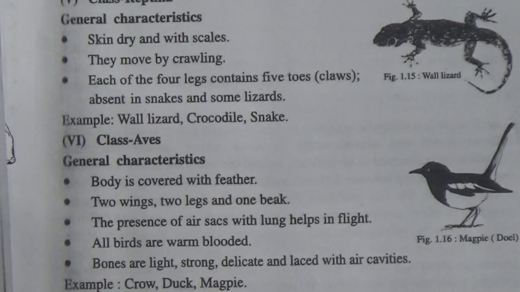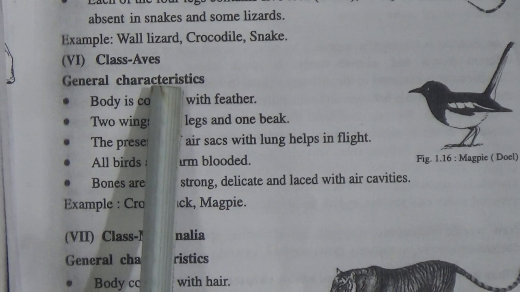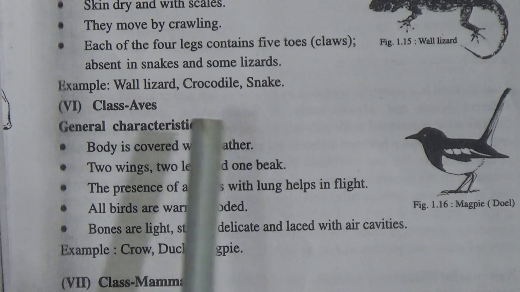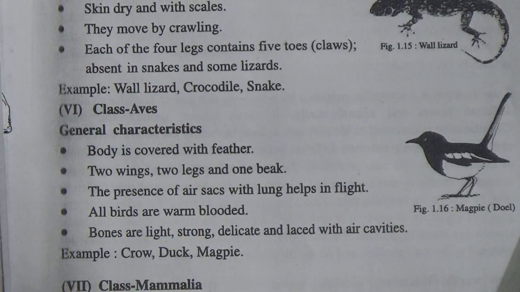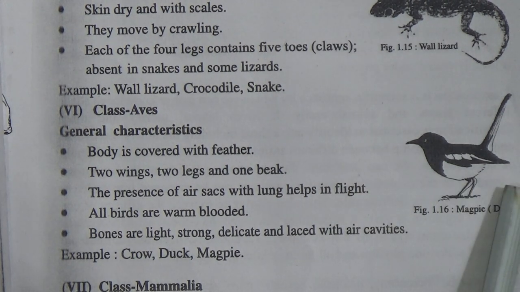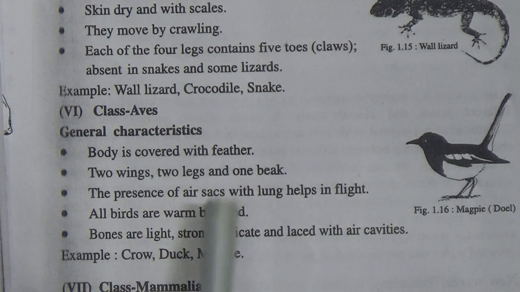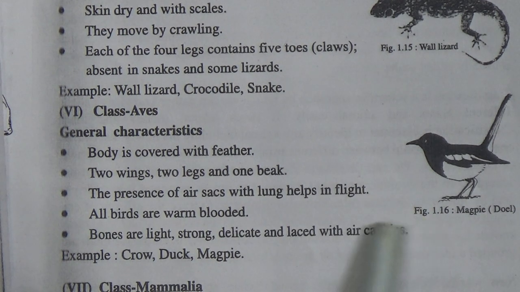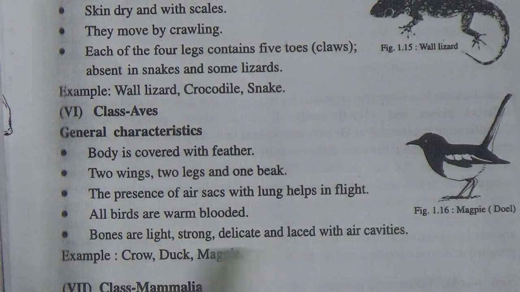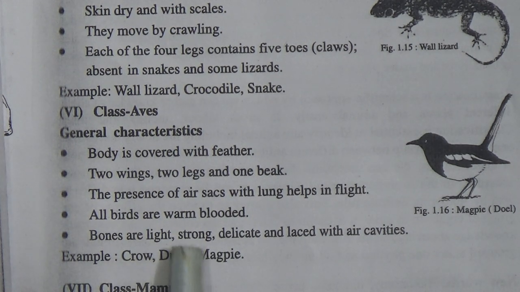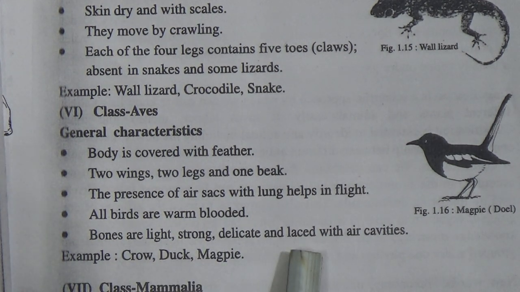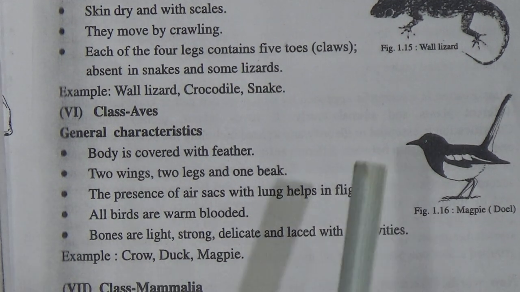My dear students, next is class number 6. The general characteristics of aves: body is covered with feathers, 2 wings, 2 legs and 1 beak. The presence of air sacs with lungs helps in flight, and all birds are warm-blooded. The next characteristic is that bones are light, strong, delicate and lined with air cavities. For example, crow, duck, magpie.